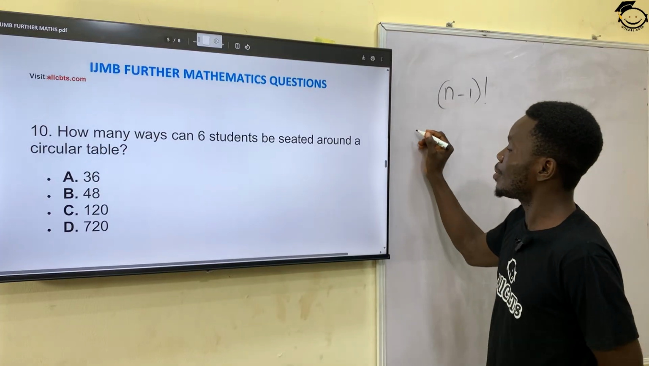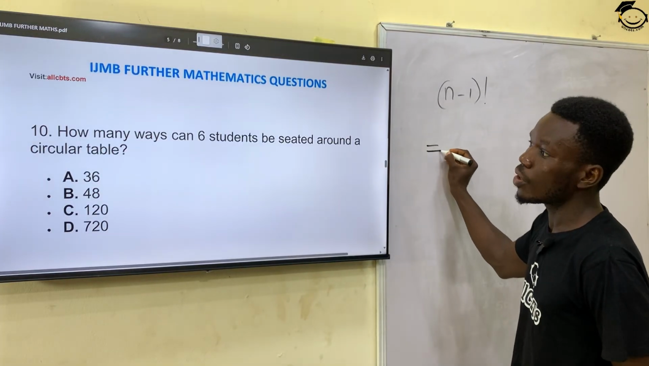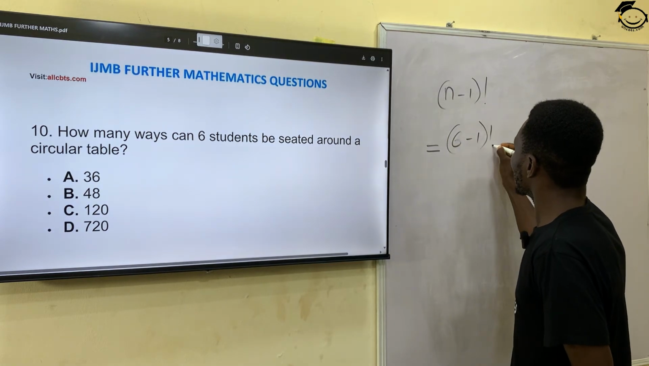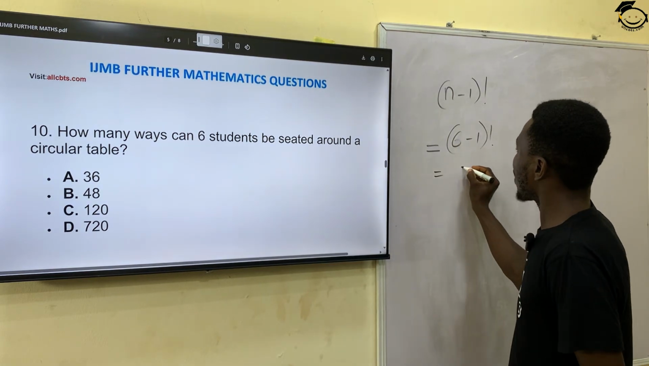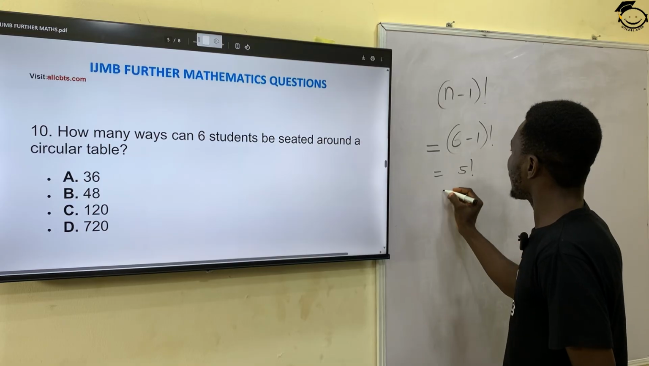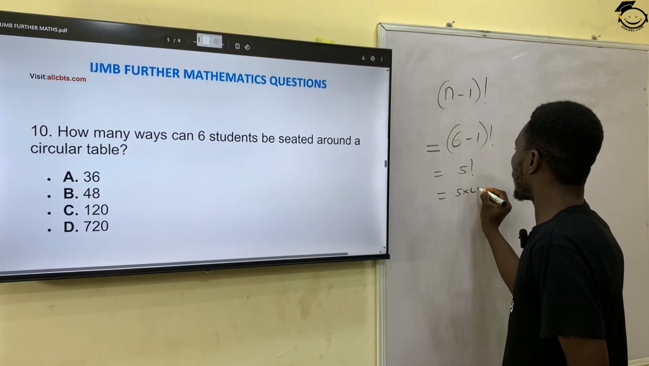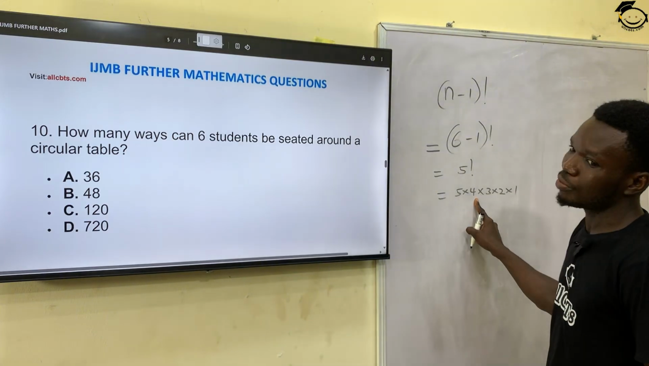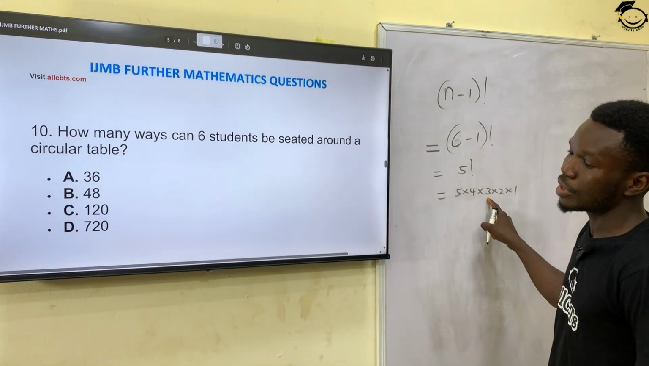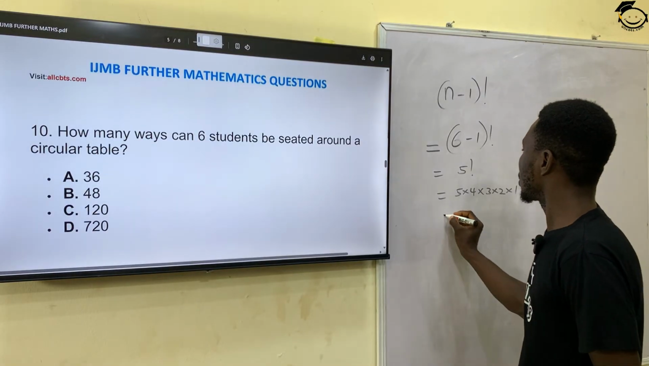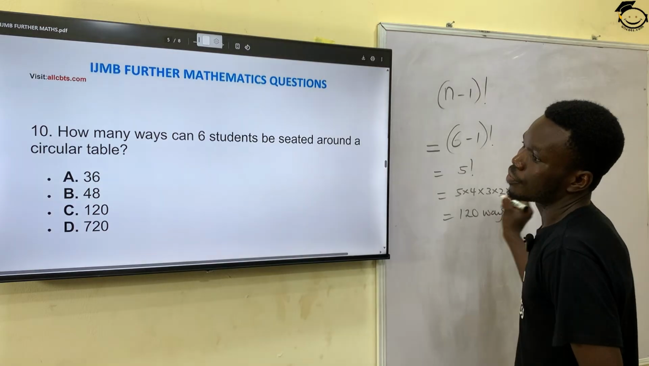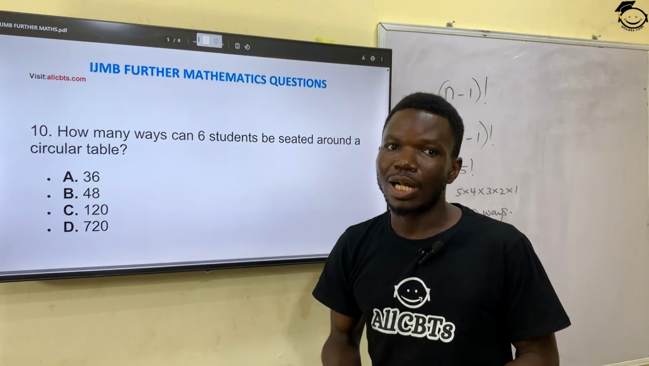So for us to find the number of ways, since we have 6 students, it is going to give us 6 minus 1 factorial. And that will give me 5 factorial. And 5 factorial is simply 5 times 4 times 3 times 2 times 1. 5 times 4 will give me 20, times 3 will give me 60, times 2 will give me 120. So I have 120 ways for students to be seated around the circular table.